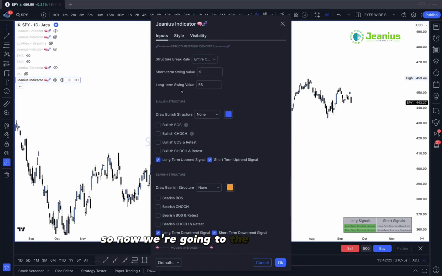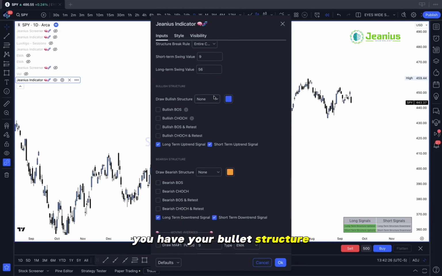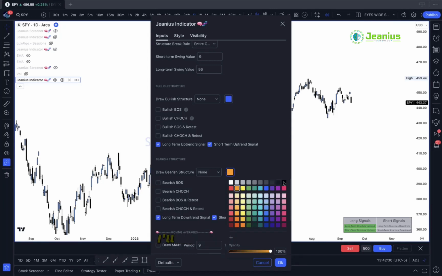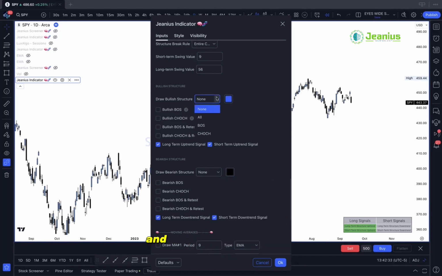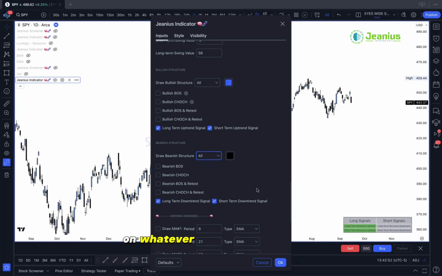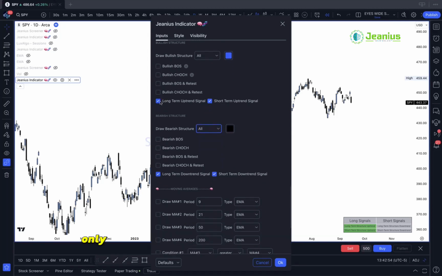So now we'll go into the structure itself. You have your bullish structure, and I'll have that as blue. And you have your bearish structure, I'll have that as black. You can either turn on just a break of structure or just the change of character, or you can turn them all on. This will allow you to see every time structure has changed or continued with a break of structure on whatever time frame you're on, whether you're on a long-term or short-term trend.